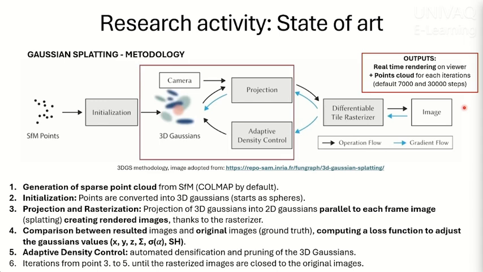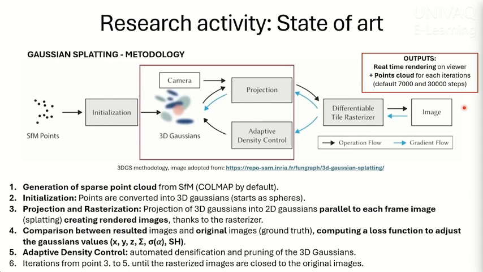In the fourth step, there is the comparison between the rendered images and the original ones, the ground truth, computing a loss function to adjust all the Gaussian values. In the fifth step, there is the adaptive density control, an automated densification and pruning of the 3D Gaussians. After that, there is an iteration between the fifth step and the third step, until the rasterized images are really, really close to the original images.